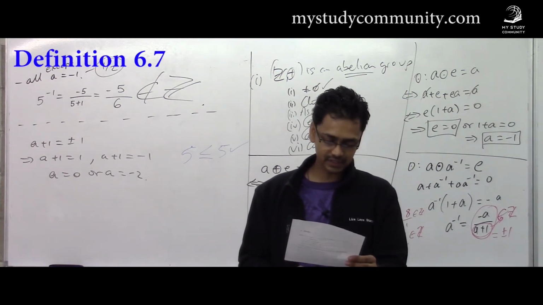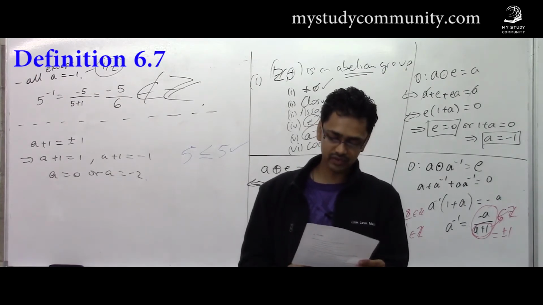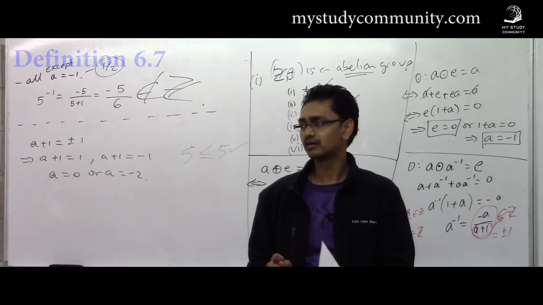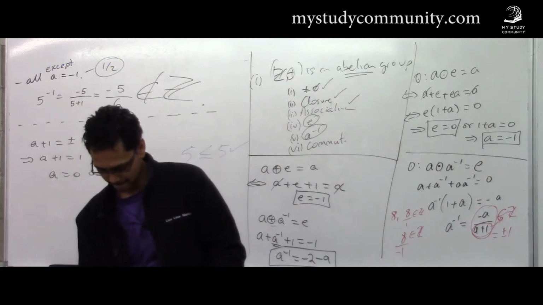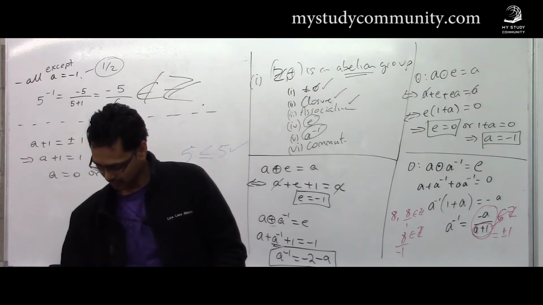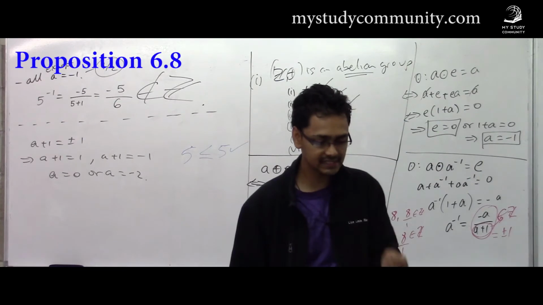Definition 6.7. Let R be a ring. A subring S of R is called a proper subring if and only if S is a proper subset of R. More or less straightforward.